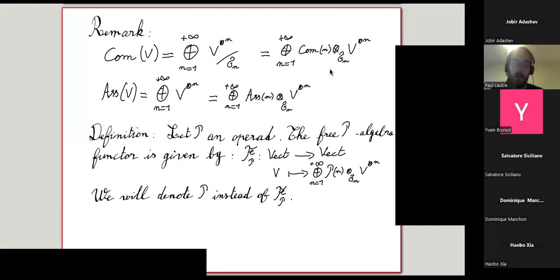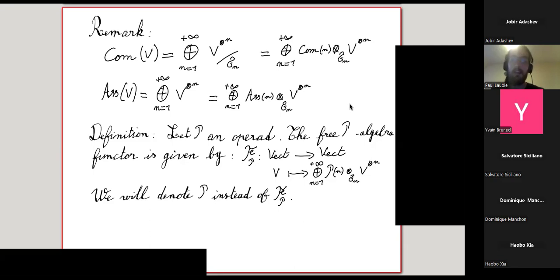And the one observation we can make is that we can rewrite those free algebras using the operad. So in the case of the commutative operad, we can tensor the nth power of V by the arity n component of the commutative operad, and then quotient out by the action of the permutation group. And this will give us the correct vector space.